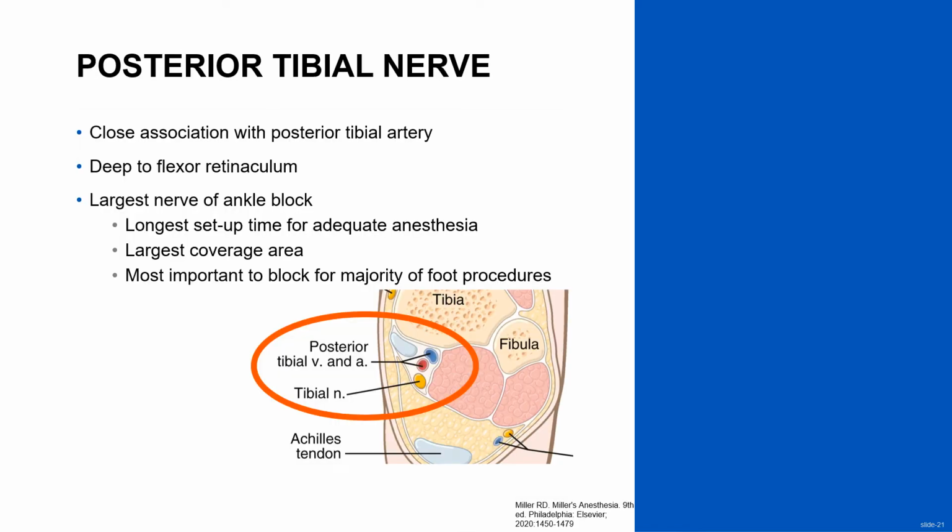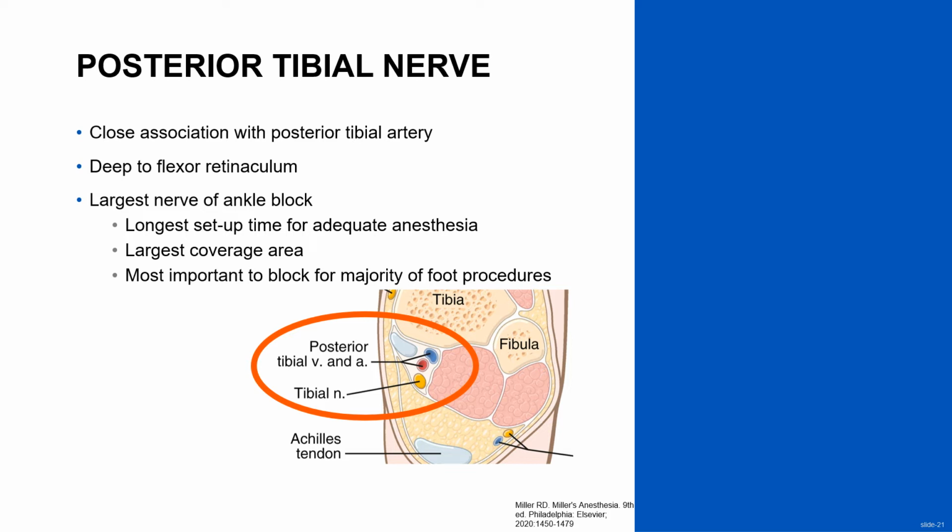Like many other nerves, the posterior tibial nerve lies in close proximity to a vascular structure. In this case, it's the posterior tibial artery. These structures lie deep to the flexor retinaculum. It is important to penetrate the flexor retinaculum to get the local anesthetic in close proximity to the nerve.